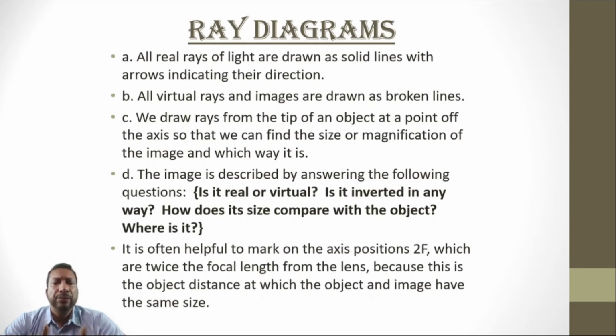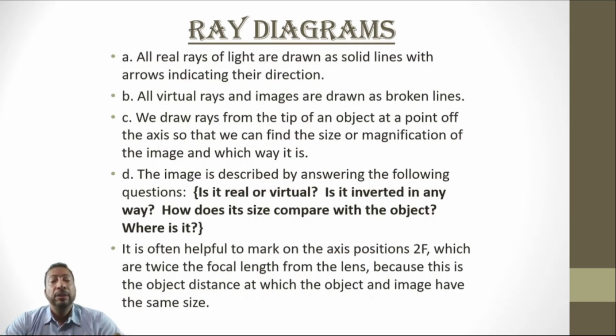We draw rays from the tip of an object at a point off the axis so that we can find the size or magnification of the image and which way it is. The image is described by answering the following questions. Number 1, is it real or virtual?